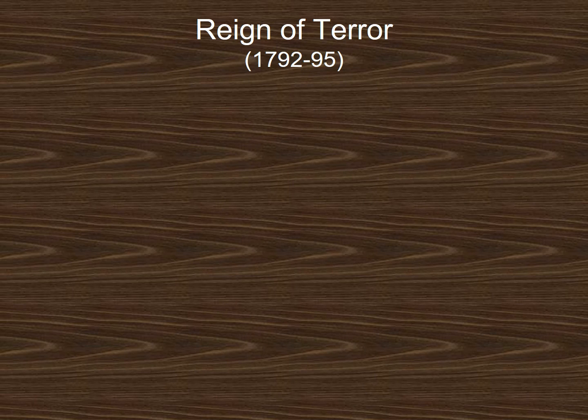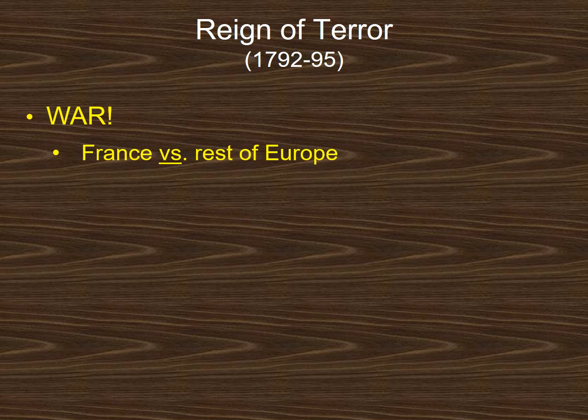The reason why it turned bloody and violent is because of war. What happened is that France was engaged in a war against just about all of the other nations in Europe. Other European nations saw that society was being turned upside down, and they didn't want to have a revolution in their own country, so they ganged up essentially against the French and fought against them to try to bring an end to this revolution.